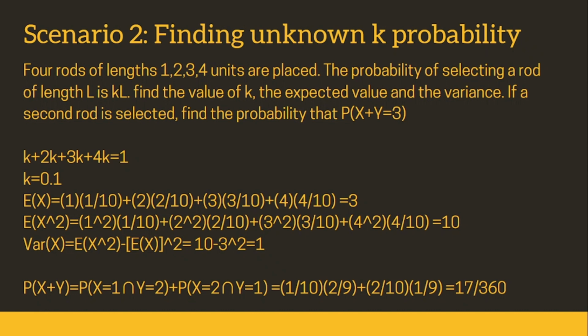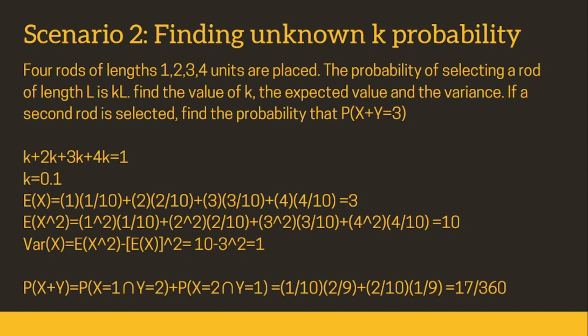Then we will find E(X) and E(X squared). In this case, E(X) is just 1 times 1 over 10 plus 2 times 2 over 10 plus 3 times 3 over 10 plus 4 times 4 over 10, equals 3. Then the variance will be E(X squared) minus the square of E(X), which is 10 minus 3 squared, which in this case is equal to 1.